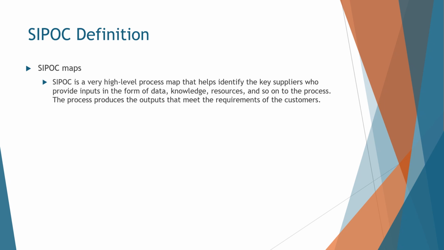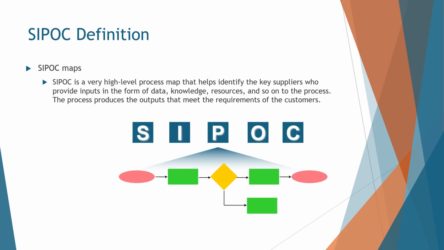SIPOC maps. SIPOC is a very high-level process map that helps identify the key suppliers who provide inputs in the form of data, knowledge, resources, and so on to the process. The process produces the outputs that meet the requirements of the customers. A process description is an explanation of a process that provides outputs to meet the needs of the customers. The input and output boundaries define the start and stop boundaries of the process.